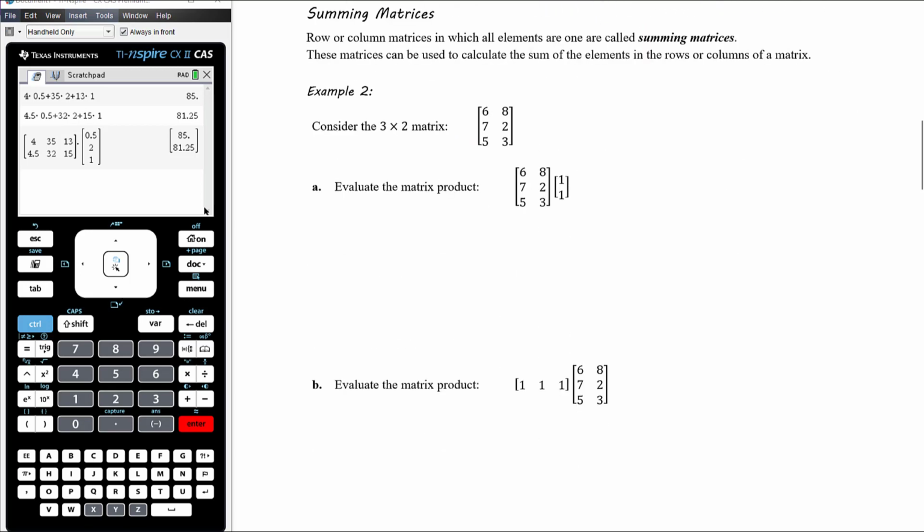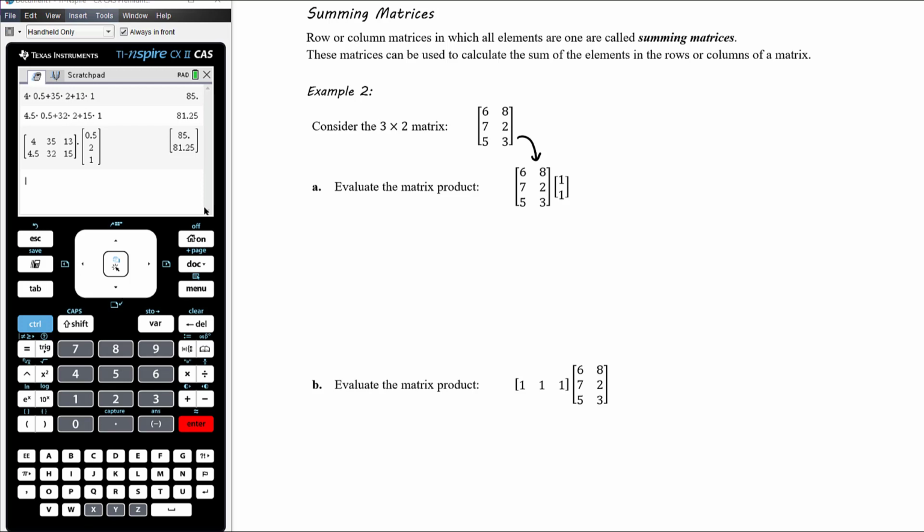Okay, next thing we want to talk about is summing matrices. So row or column matrices in which all the elements are 1 are called summing matrices, and that's because they can be used to calculate the sum of the elements in the rows or columns of another matrix. So for example, if we think about the 3 by 2 matrix pictured here, 6, 8, 7, 2, 5, 3, let's evaluate this matrix product. So that matrix multiplied by a column matrix of just ones.